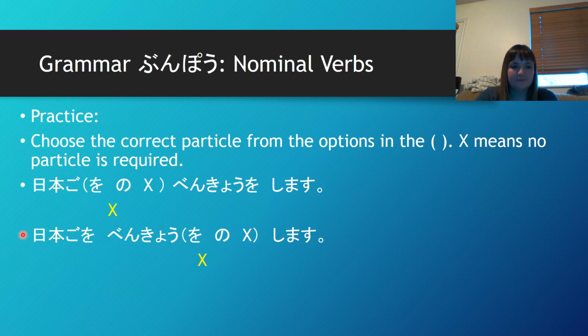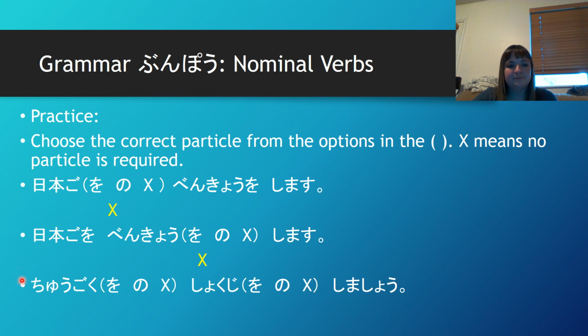So let's look. If you picked X, you're correct. So why would we pick X? Because we already have a direct object here, right? We have Nihongo as our direct object, and we have it marked with o. So we don't want to put another o in here. And no doesn't make sense at all. So we wouldn't put any particle. Good? And our last one.